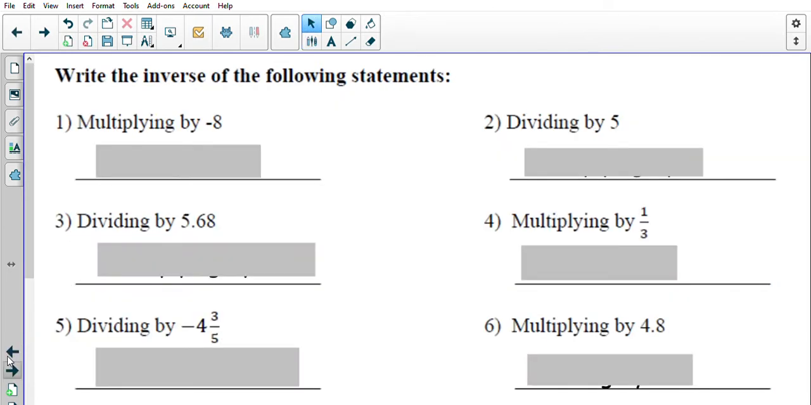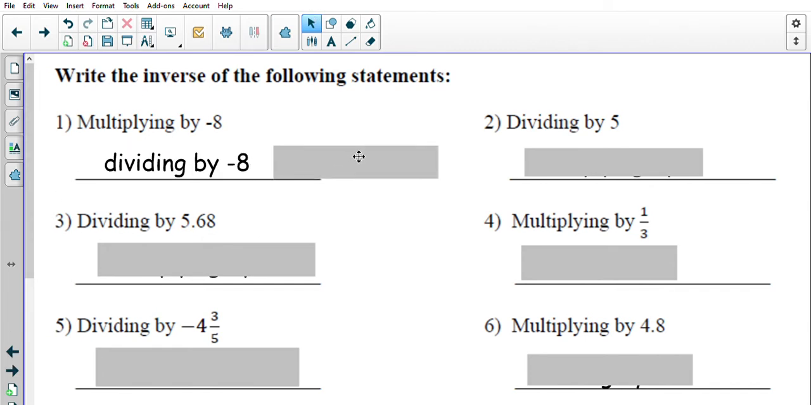All right, let's start by writing the inverse for some of these statements. So number one, it says, what is the inverse of multiplying by -8? The only inverse we have is dividing by -8. Remember, we do not have any other choices. You cannot say multiplying by +8. When we did adding and subtracting, you could change either the operation or the sign. We don't have that choice here for multiplying and dividing. So the inverse of multiplying by -8 is dividing by -8.